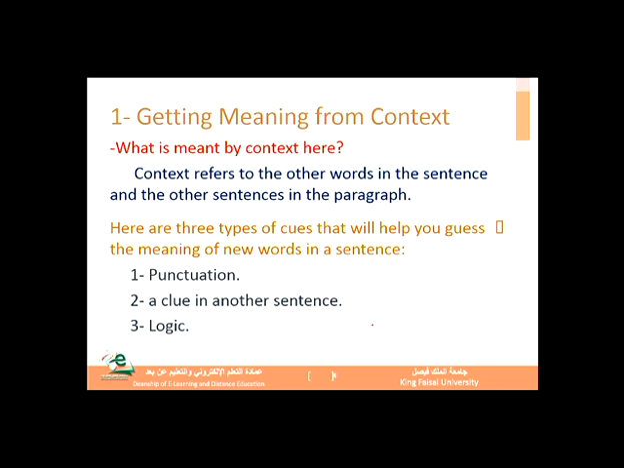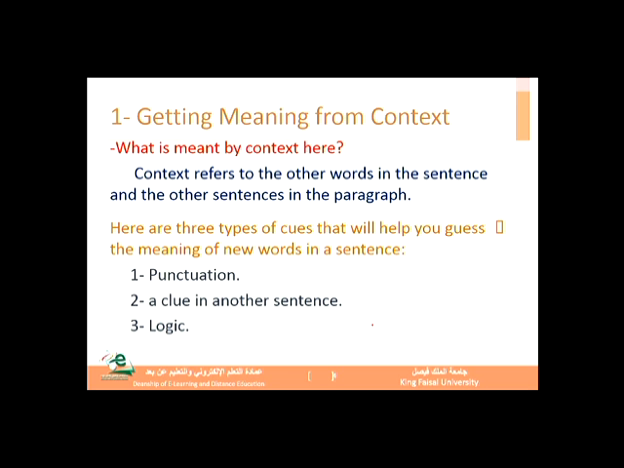First of all, obviously, what is meant by context? Context refers to the other words in the sentence or the other sentences in the paragraph or reading selection. So this is called the context. Now, I will give you one example. If, for example, you have the word key. The word key is a basic word. Let's say everyone knows the meaning of the word key, which is a metal tool that is used to lock and unlock doors. This is one of the meanings of the word key.